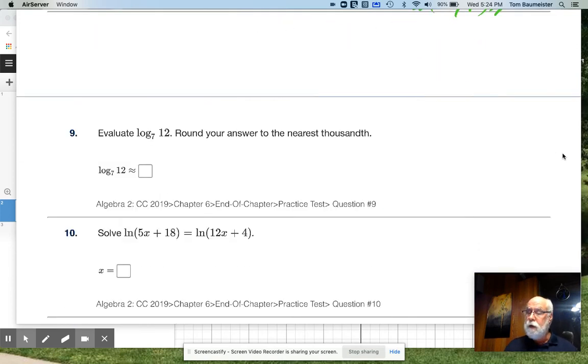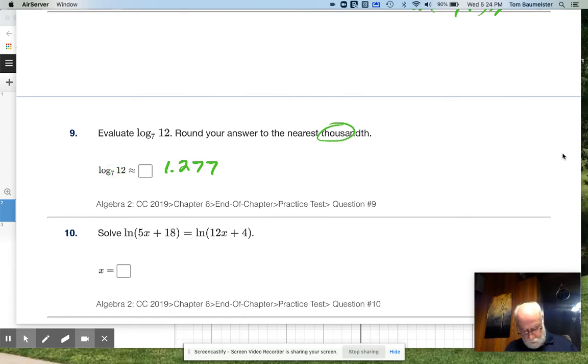Okay. On this one here, you can just plug it into your calculator. Remember, on some of them, you can just put that log to the base on the bottom there. So you could just plug it in and you should get, to the nearest thousandths, so that's 3 decimal places, 1.277.